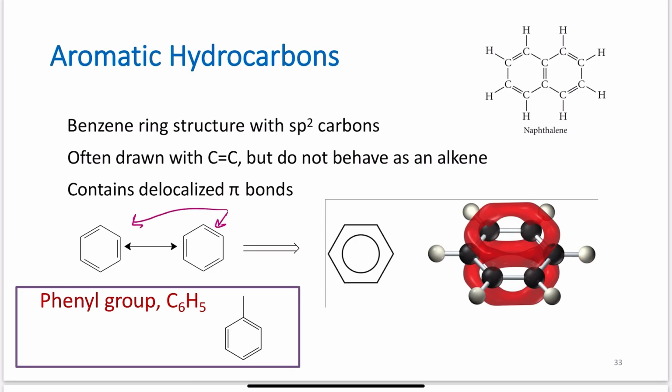But note, it does not behave as an alkene. It is not an alkene. It is a double bond there, yes, but it's delocalized charge, delocalized pi bonds. That's why this structure is useful to see the delocalization. This shows it's spread across the entire area. That's the red that's showing up here.